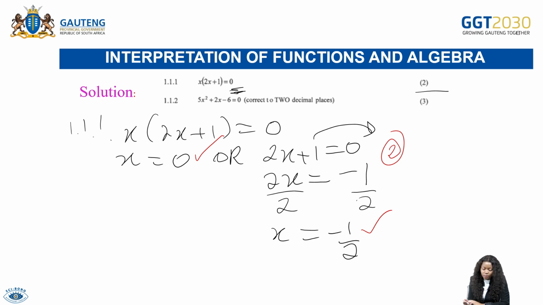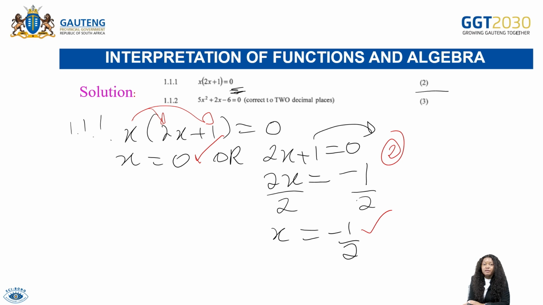Sometimes other learners decide to say x times 2x and x times 1, then they use the quadratic formula. It's still okay. You're still going to get full marks because you get a mark for saying x = 0, and a mark for saying x = -1/2. Okay, let's move to 1.1.2.